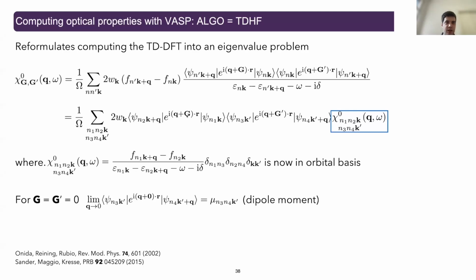However, we should take some approximations and consider the specific system that we are dealing with. Namely, we are interested in the contributions from G equal to G prime equal to 0, which means that these matrix elements here will reduce to the dipolar moment that we saw before when we looked at the expression for the longitudinal response function.